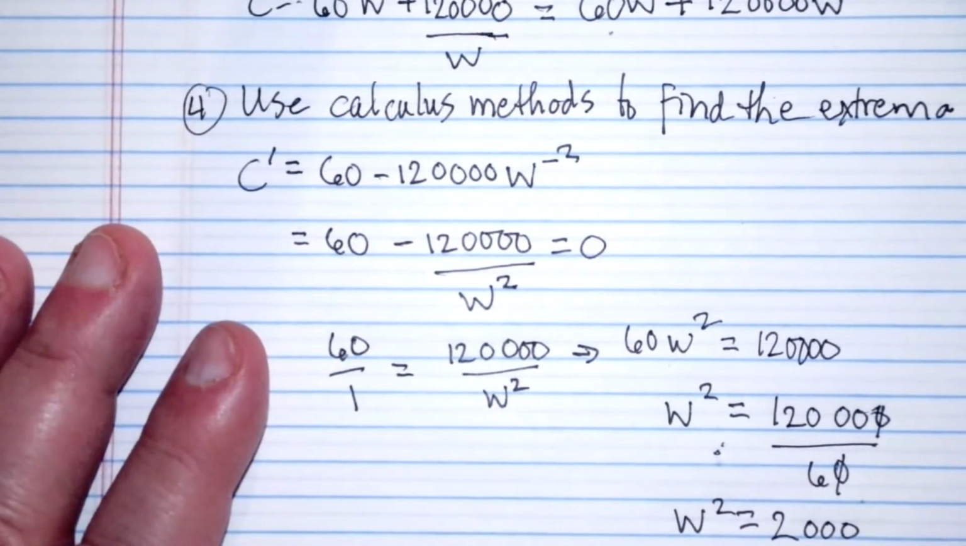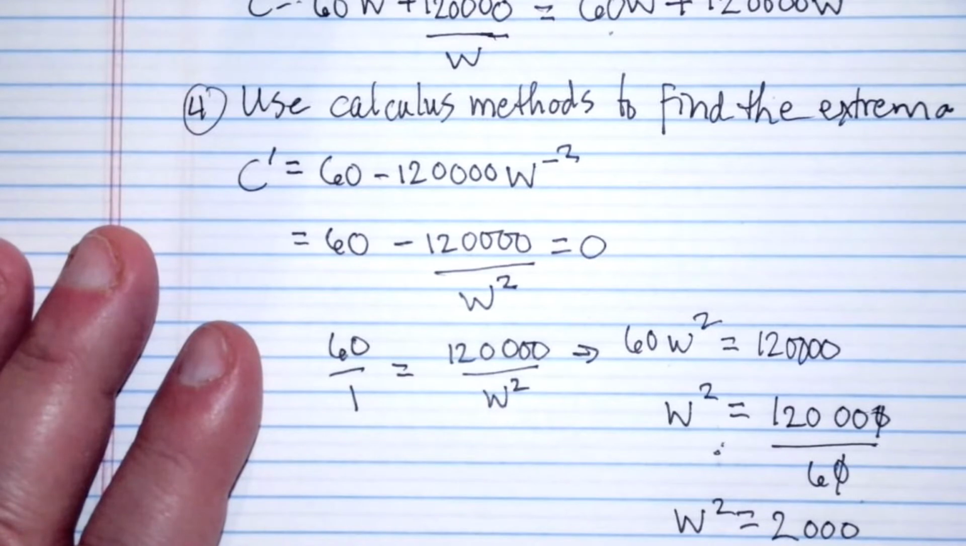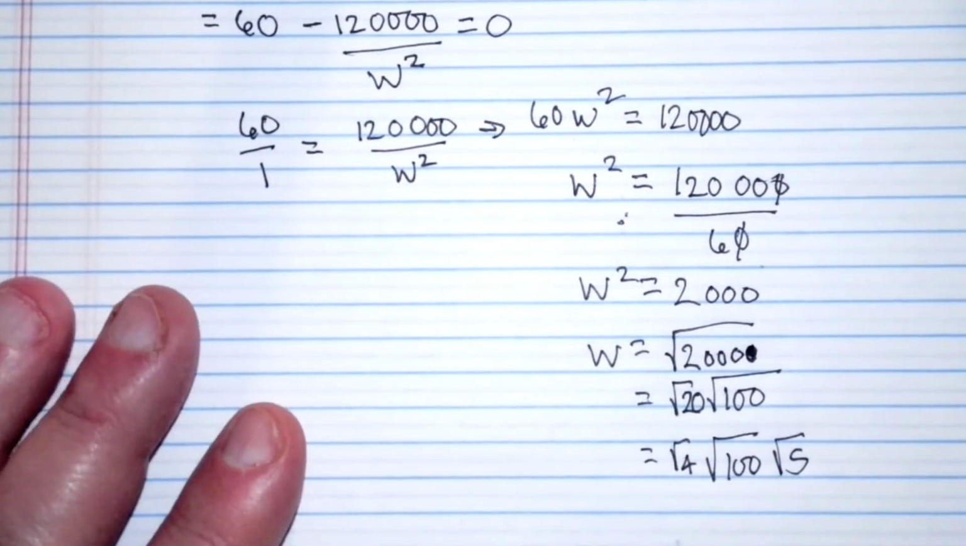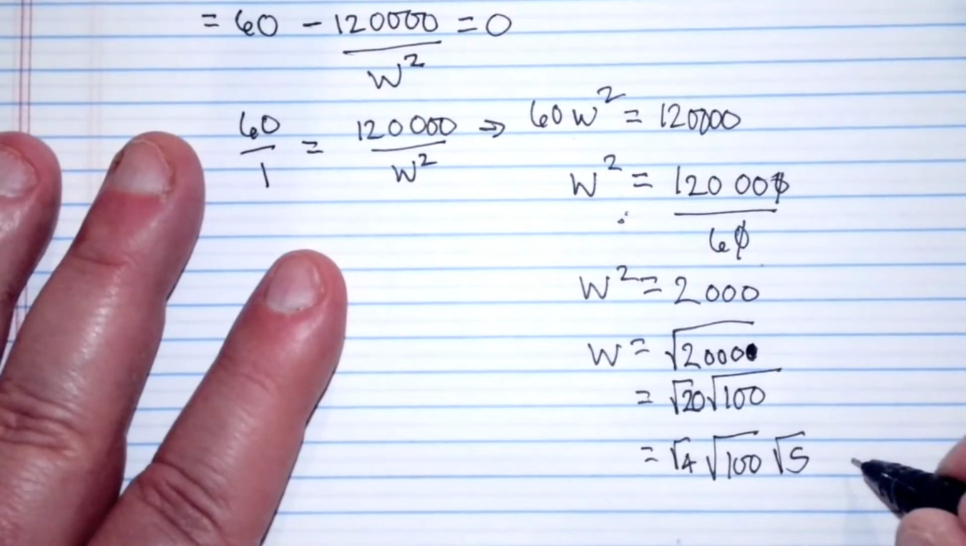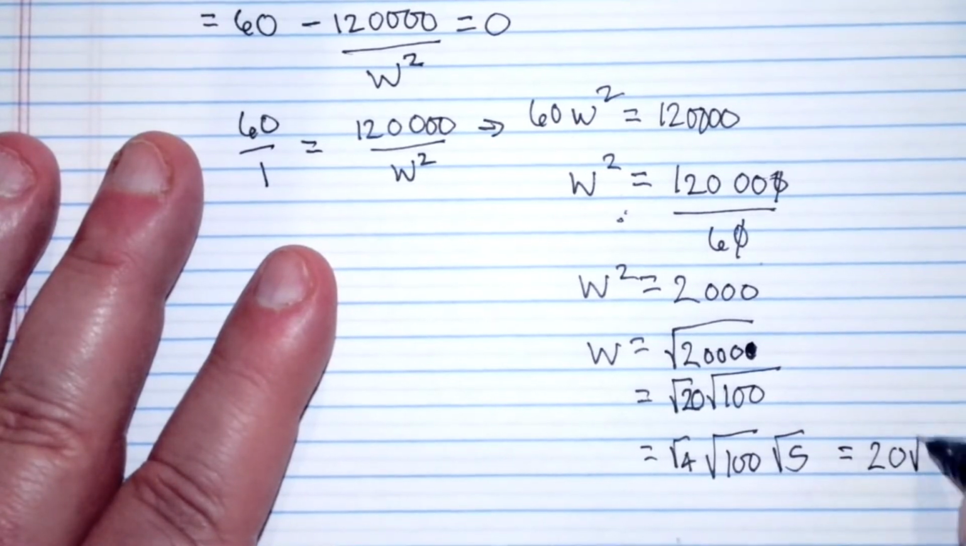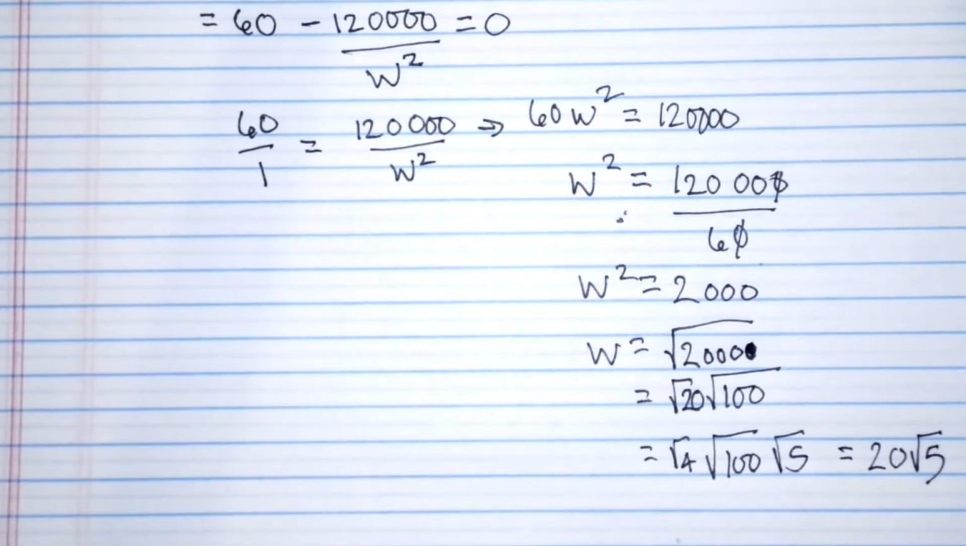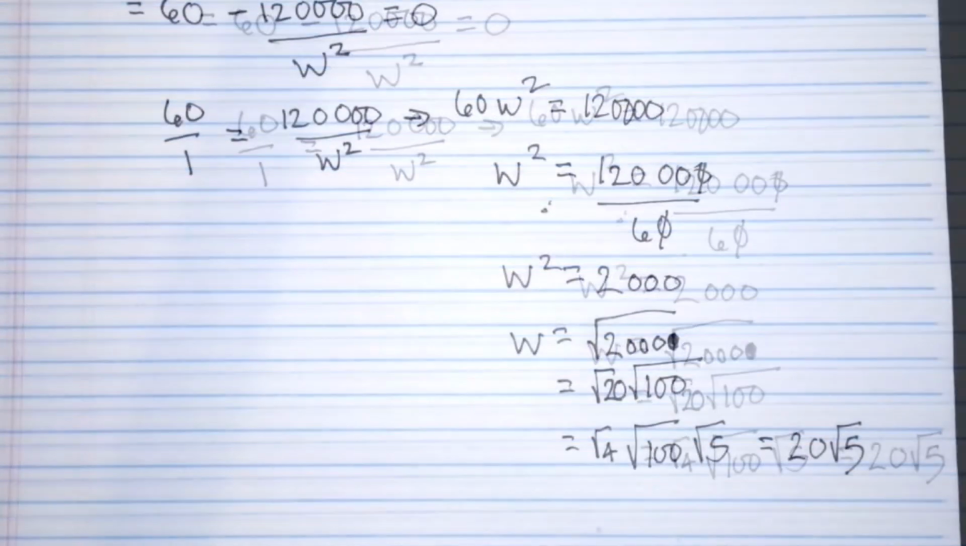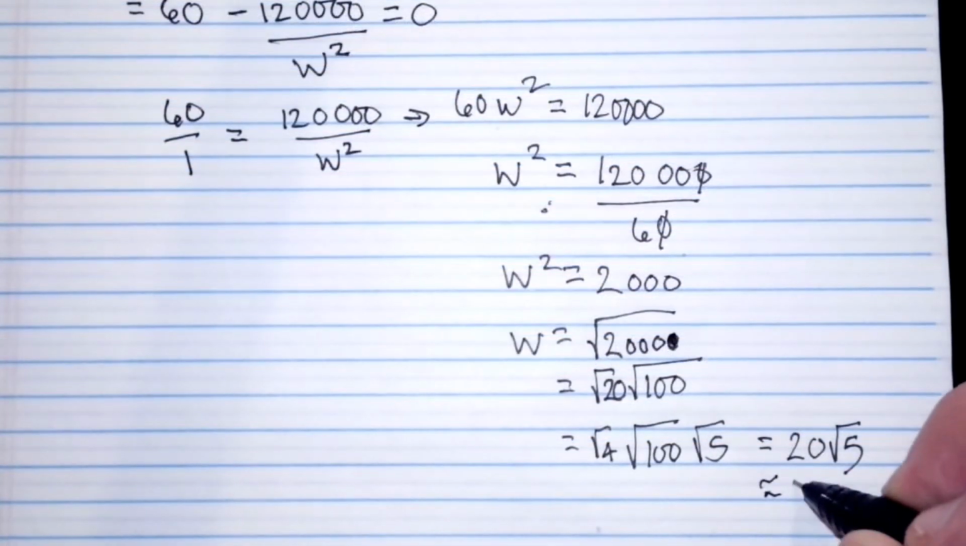Well, let's see. That's going to be the square root of 2 times the square root of, maybe it's the square root of 20 times the square root of 100. That would be the square root of 4 times the square root of 100 times the square root of 5. So to me that looks like it's going to be 20 times the square root of 5. And that's approximately 44.7.